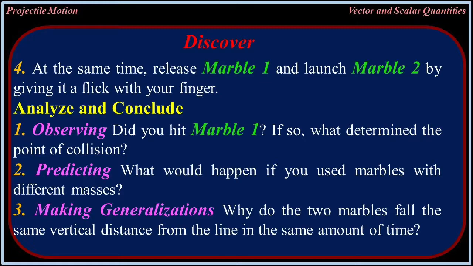If so, what determined the point of collision? 2. Predicting. What would happen if you used marbles with different masses? 3. Making generalizations. Why do the two marbles fall the same vertical distance from the line in the same amount of time?